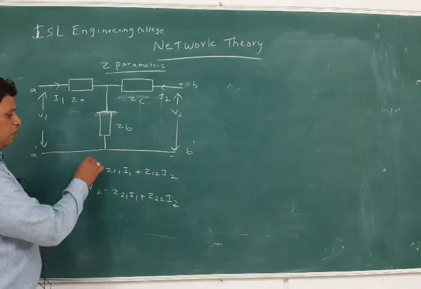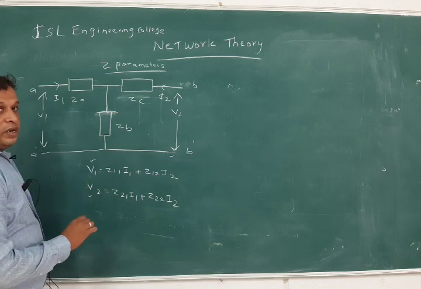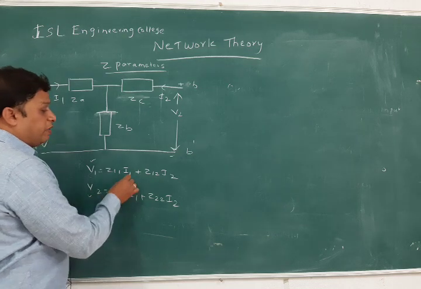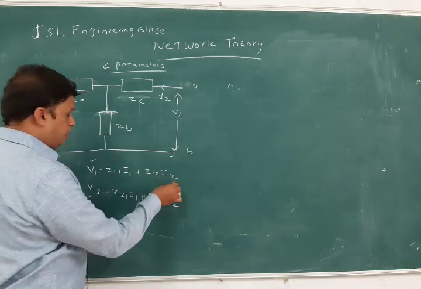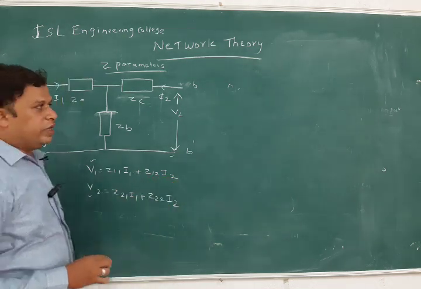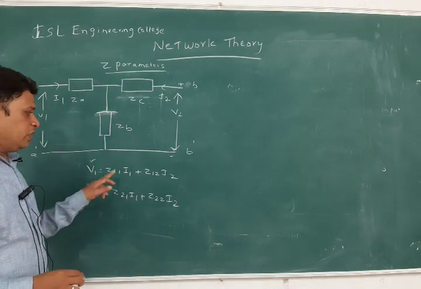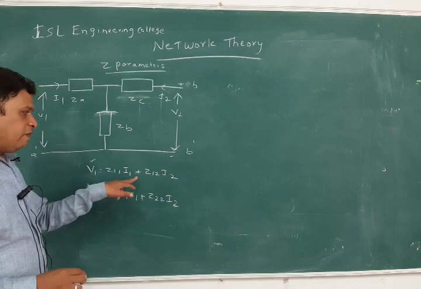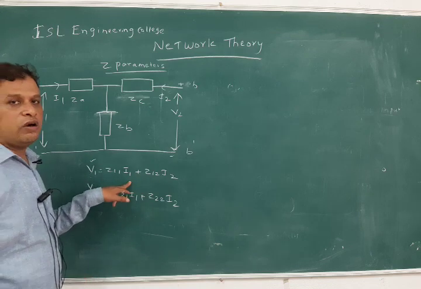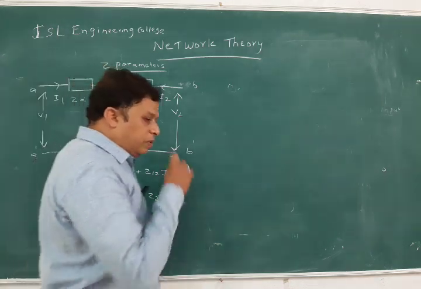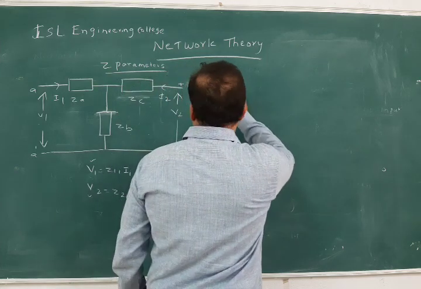We call V1 and V2 the dependent variables and I1 and I2 the independent variables here. V1 and V2 are dependent on these parameters, and I1 and I2 are not dependent, so they are called independent variables. Now we will solve one problem here.